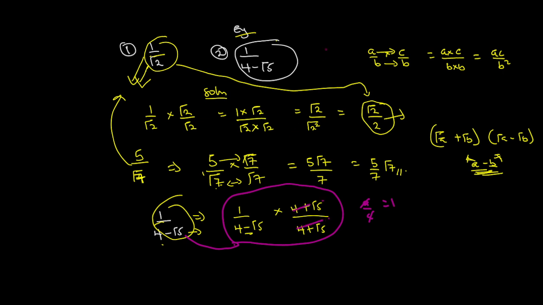But we don't want to cancel, because of the rationalization, right? So we have, let's multiply, numerator multiply numerator. We have 1 times 4 plus root of 5 all over 4 minus root of 5 multiplying 4 plus root of 5.